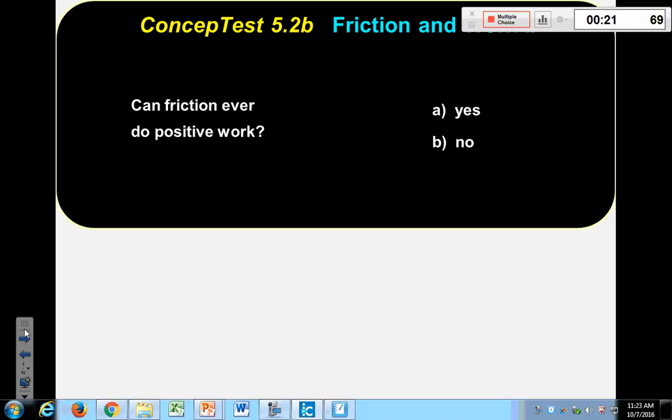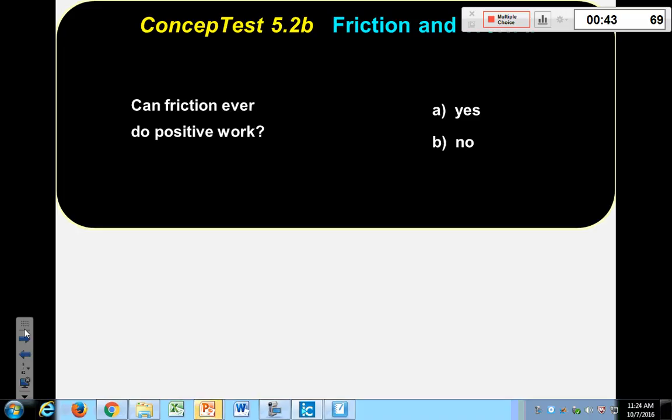And hang your feet off the back of the truck. It's a good thing that friction does positive work, because otherwise, if friction did negative work, it'd push you right off the back of the truck. As you're moving in one direction, the frictional force also moves you in that same direction. So you can have some cases where friction does positive work.